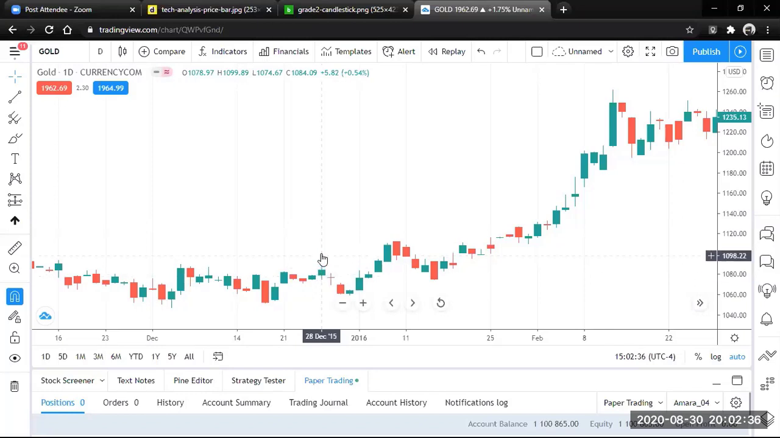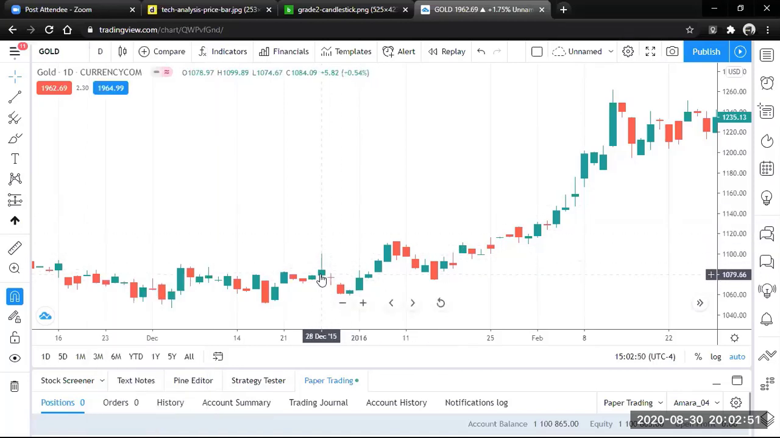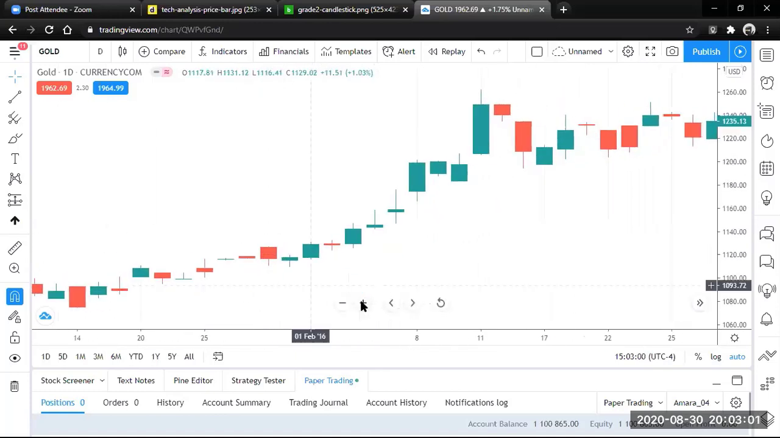How do we know it's within 1 day? Because it says it right here at the top left corner of my screen: Gold, 1D, currency com. This tells us that the interval for each of these candlesticks is 1 day. So with this in mind, we know that this was, like in Timmy's example, a bullish candlestick. What happened here? Price started open here at the bottom. Let me zoom in more so you can see it properly.